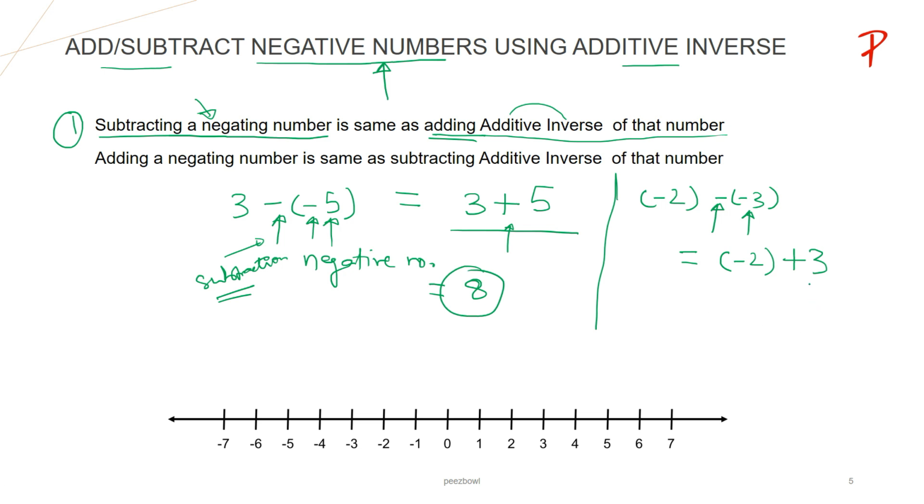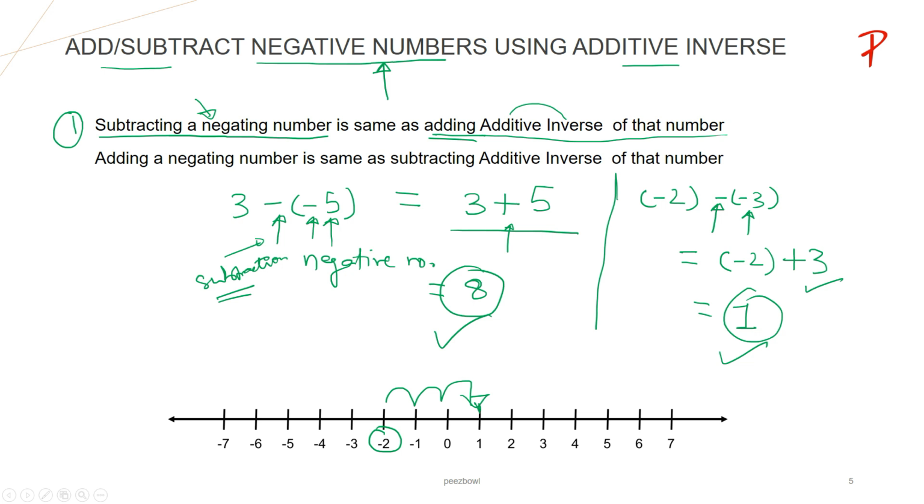And minus 2 plus 3 is, I will highlight minus 2 here, and as we are adding plus 3, I need to move right on the number line. 1 2 3, here we reach at 1. Minus 2 plus 3 is equal to 1. Isn't it simple, right? So the first rule is subtracting a negative number is same as adding additive inverse of that number, and we have seen 2 examples for this.